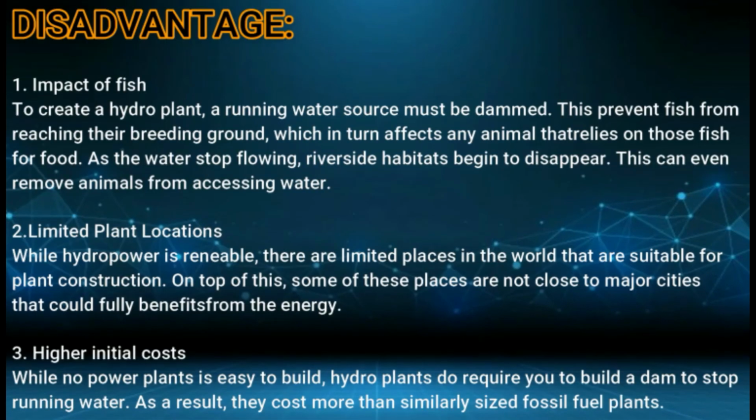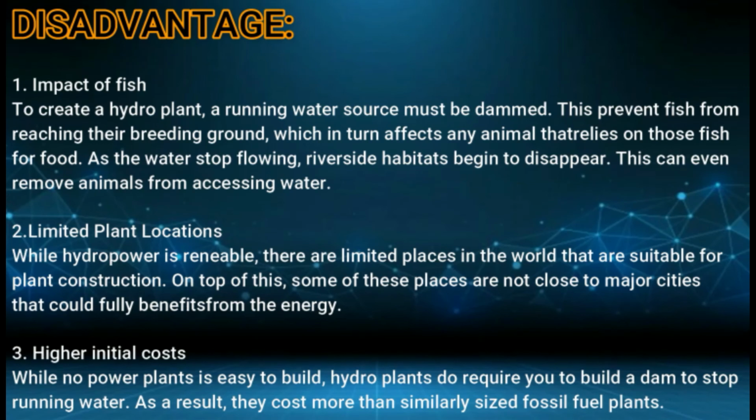Disadvantages. First, impact on fish. To create a hydro plant, a running water source must be dammed. This prevents fish from reaching their breeding ground, which in turn affects any animal that relies on those fish for food. As the water stops flowing, riverside habitat begins to disappear. This can even prevent animals from accessing water.